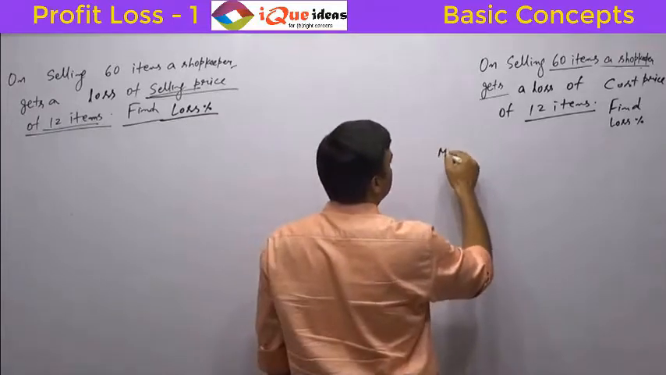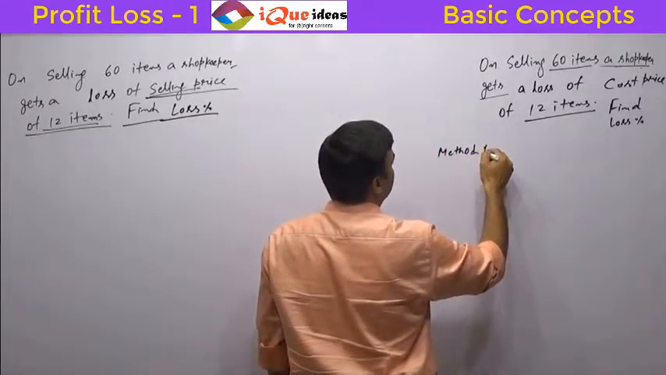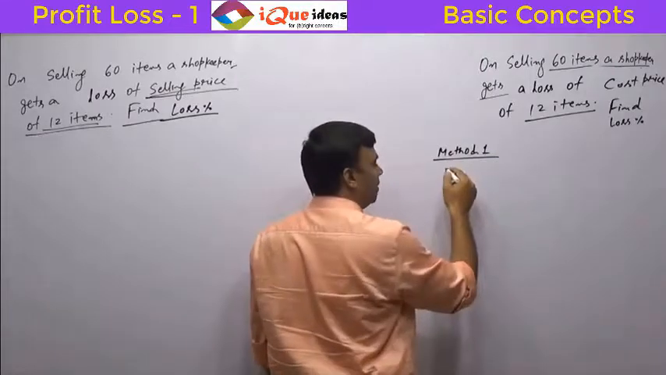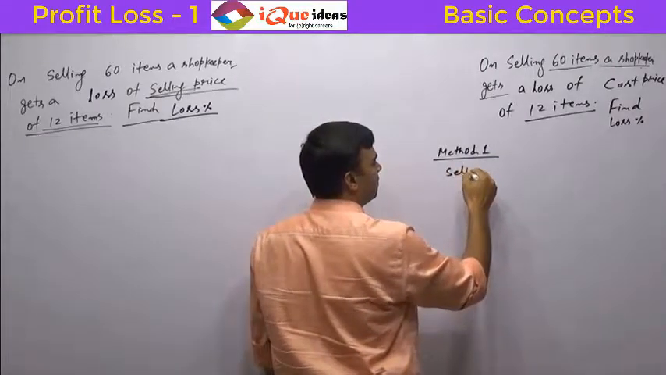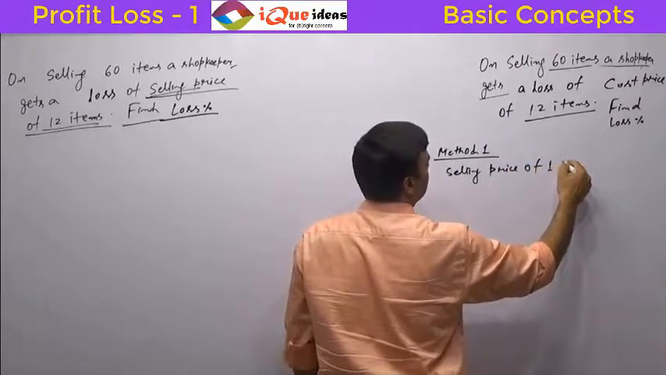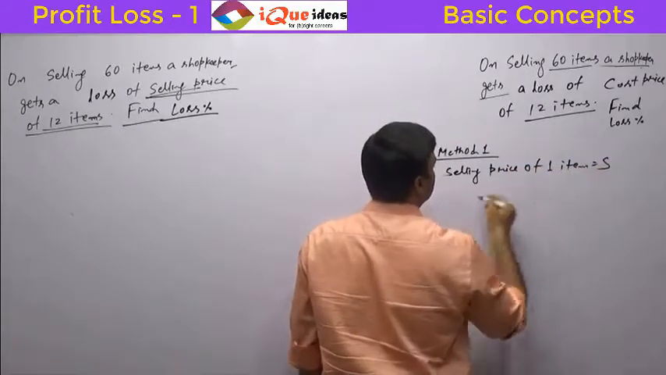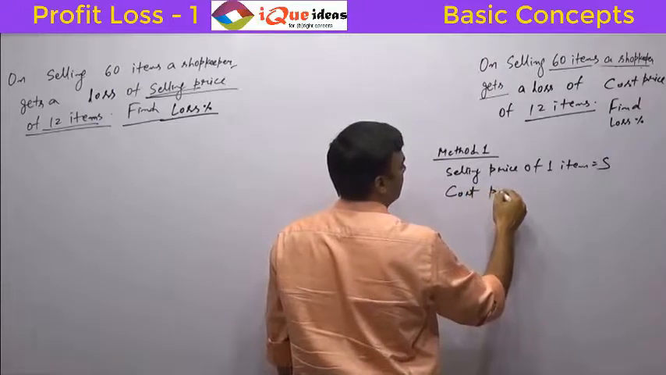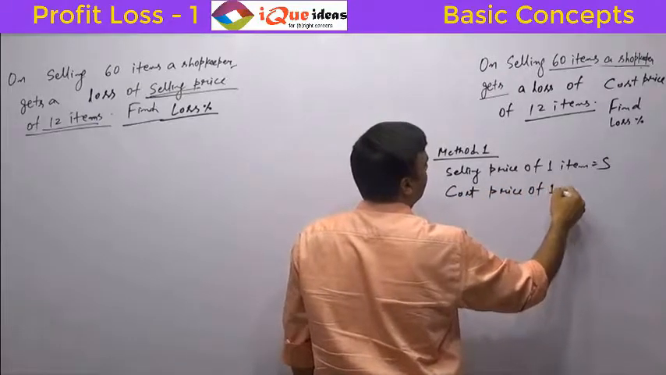Again, let's take two methods, method 1 and method 2. If I take method 1, in which we assume that the selling price of one item is S, cost price of one item is equal to C.